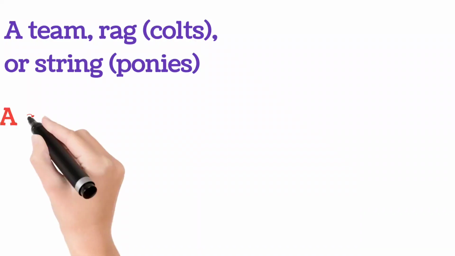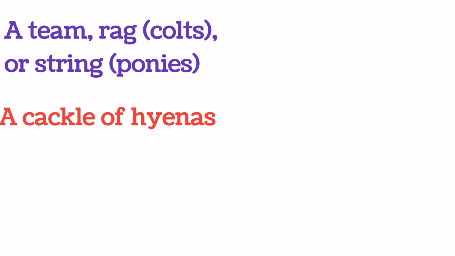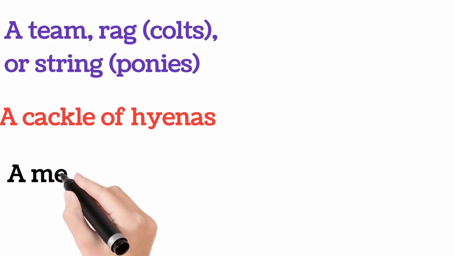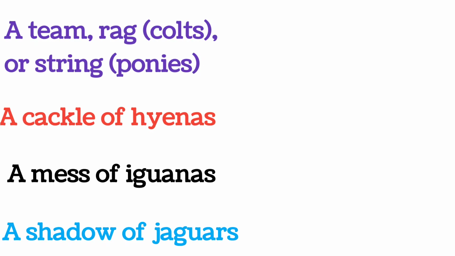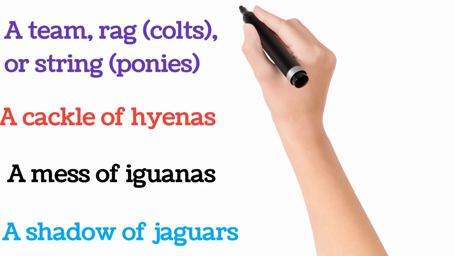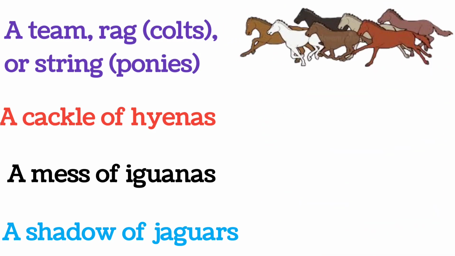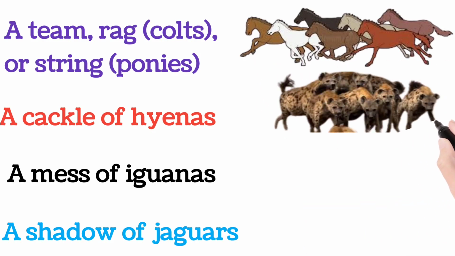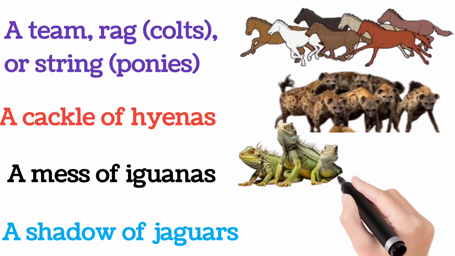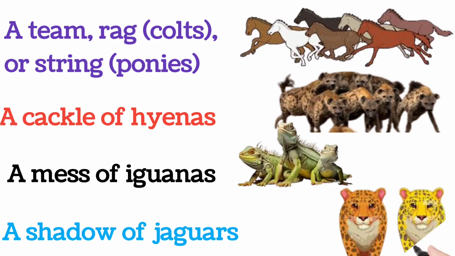A team or rag of colts or string of ponies, a cackle of hyenas, a mass of iguanas, a shadow of jaguar. Team, rag, string, cackle, mass, and shadow are the collective nouns. They show the collection of these things. You can see in the picture, iguana and jaguar.